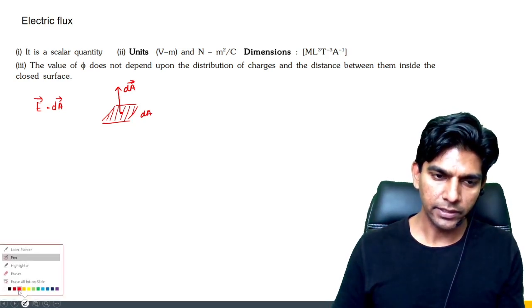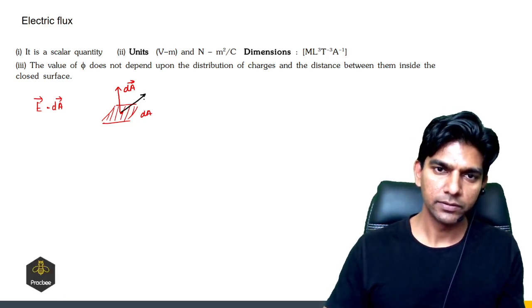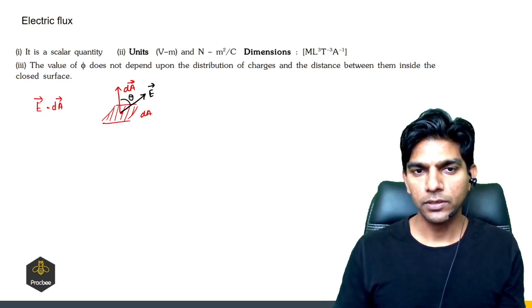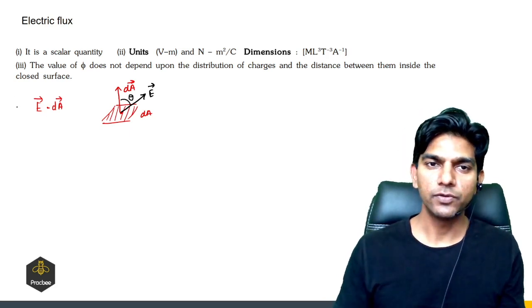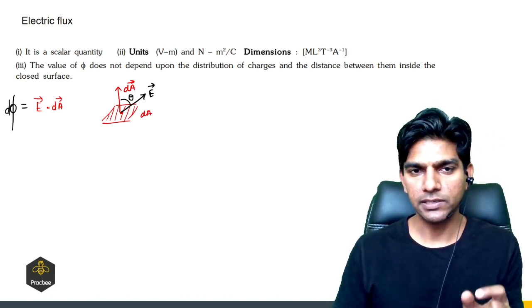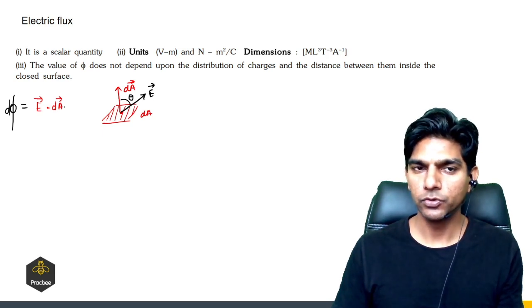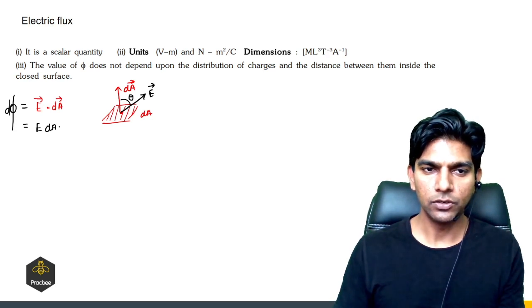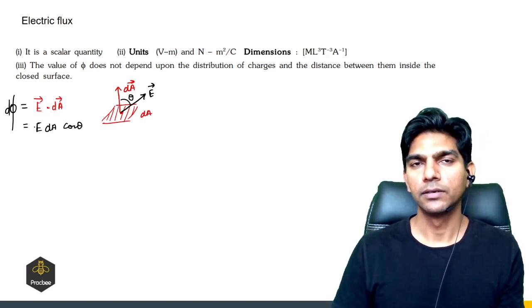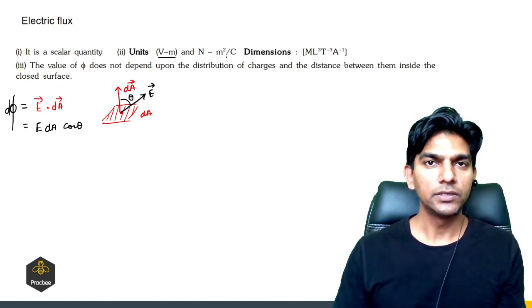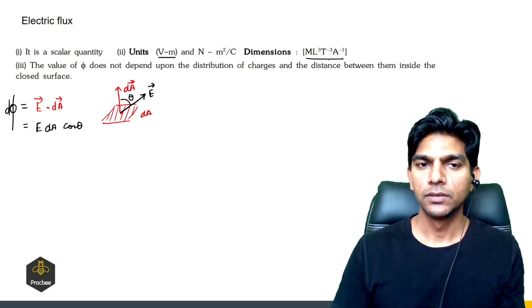And if at this area, this is the electric field, then I can say the angle between these two is theta, let us say. Then the dot product of these two vectors will give us the flux, and flux is represented with phi. So I can say d phi, or small flux linked with this small area, will be E dot dA. So do remember this. It's a scalar quantity because it's a dot product. So it can be written as E dA cos theta, right? And what is the unit? It will be volt meter or Newton meter square per coulomb, and this is the dimension.